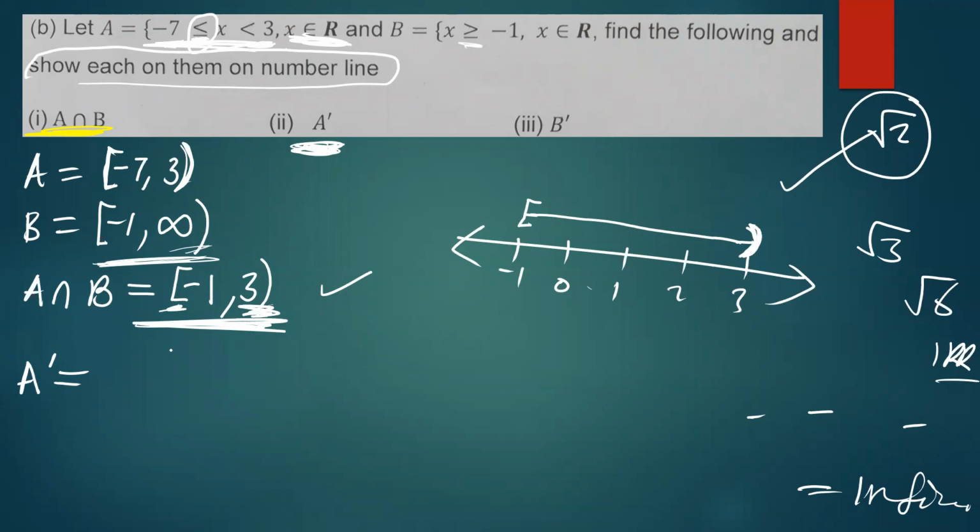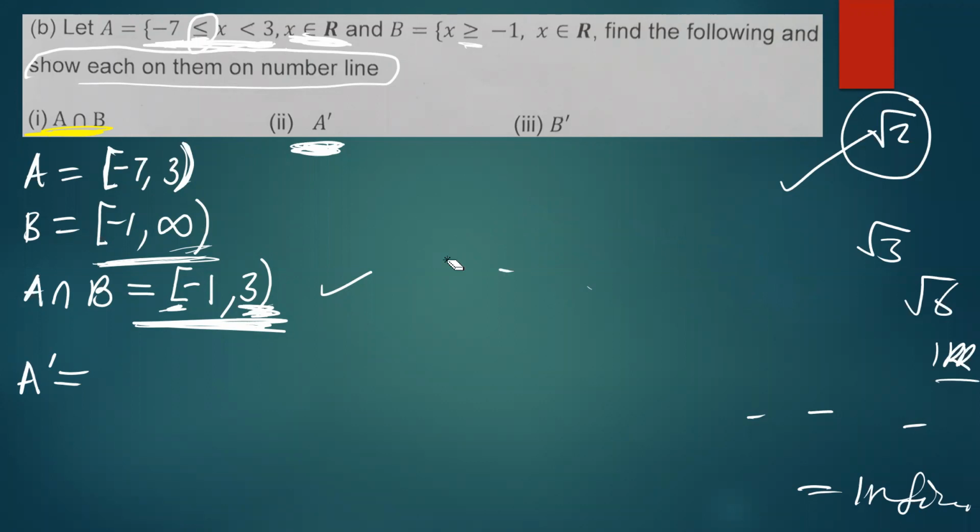All right, so we have A complement. We're trying to find A complement, the numbers that are not in A, but they are in the universal set. So the universal set here is the set of real numbers. The set of real numbers is the universal set. So we're talking about all the numbers.